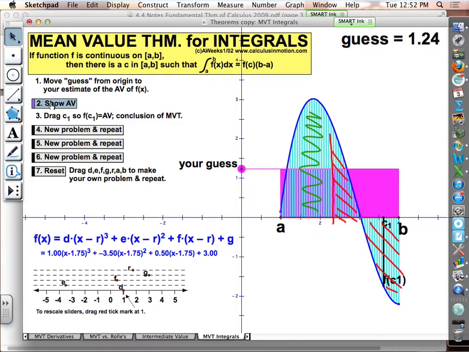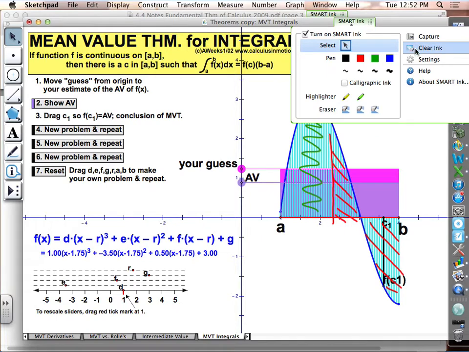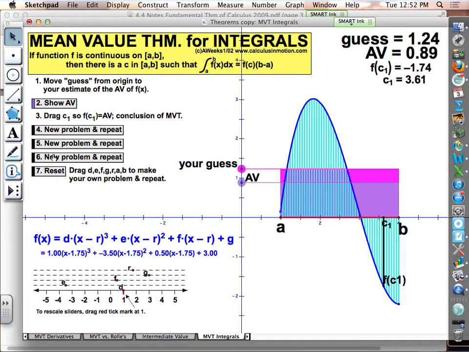I don't know how well I did on this one. I set the bar too high on the first problem there. All right, so I did not do too well on that one. Let me clear this, and then let's try one more here.